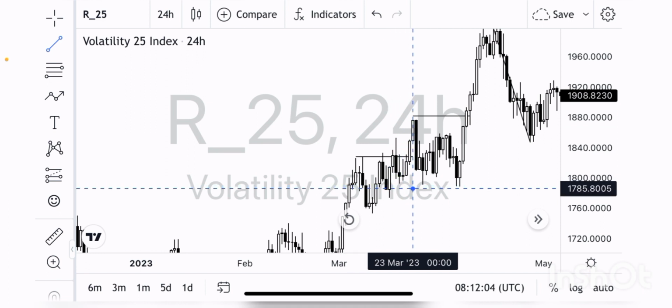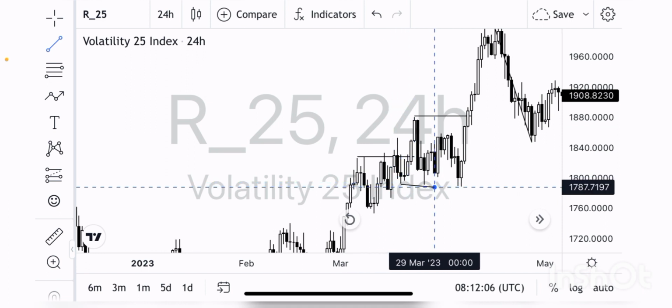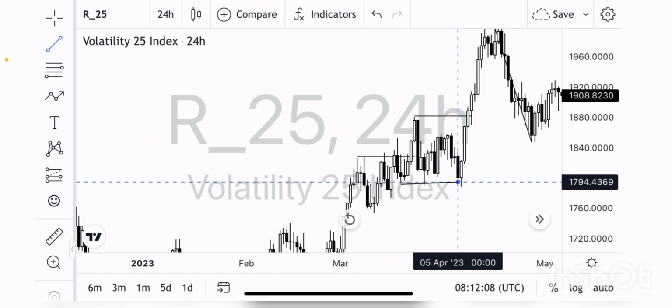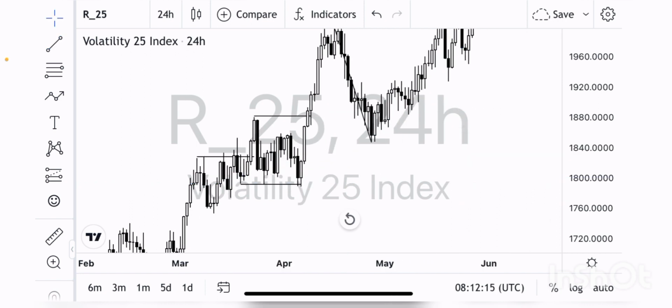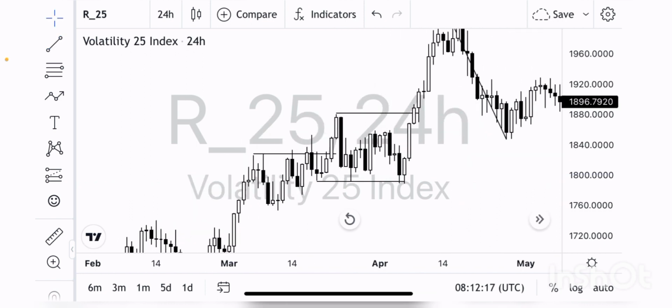But no, see what the market did. We had a very complex corrective wave here. This is a complex corrective wave. The market came back and took out that low. After taking out that low, it started buying again.